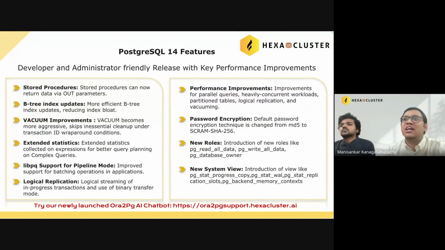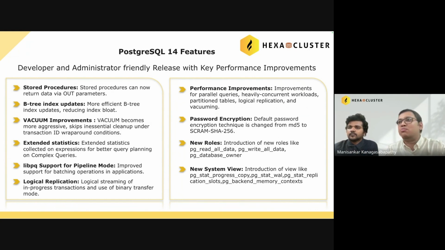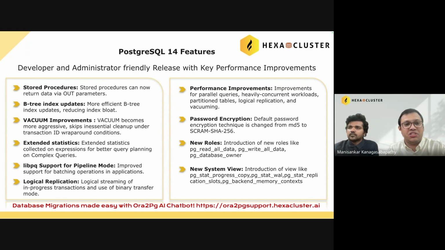Postgres 14 is again one of the interesting releases, which was developer and administrator friendly, as well as having really good performance improvements. So Postgres 14 actually became the talk of the town at that time with the support for OUT parameters with stored procedures, right? At the same time, even with B-tree index improvements, right, it was able to reduce a lot of index bloat. The index bloat was something which was always troublesome for performance, right? So that was also handled.